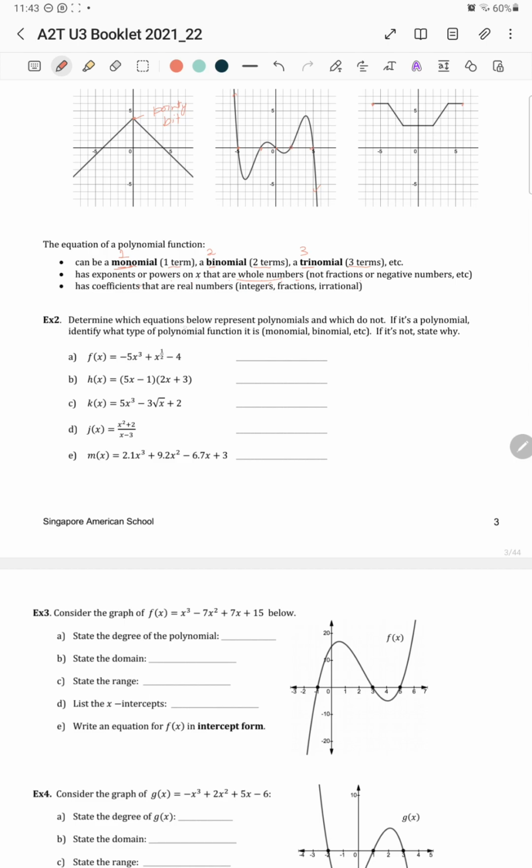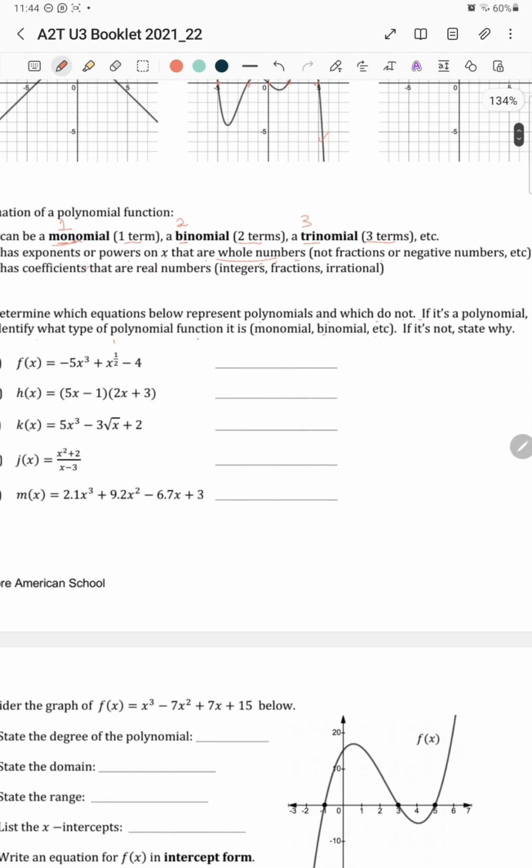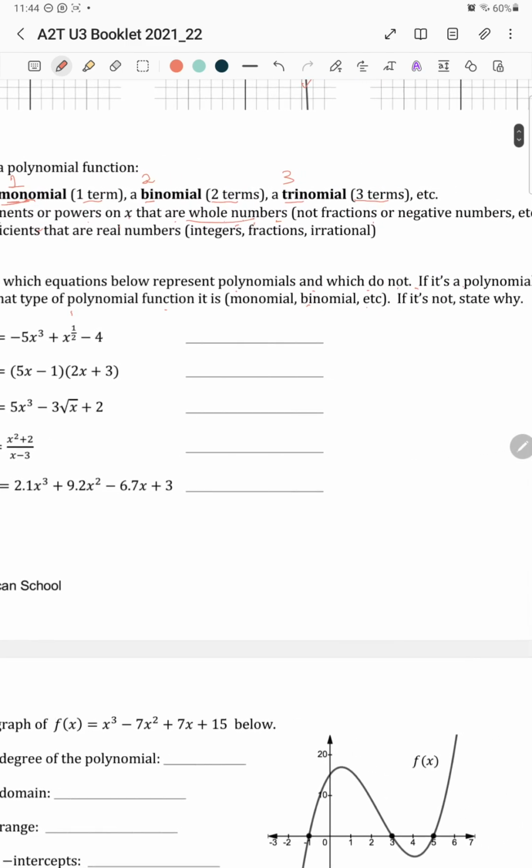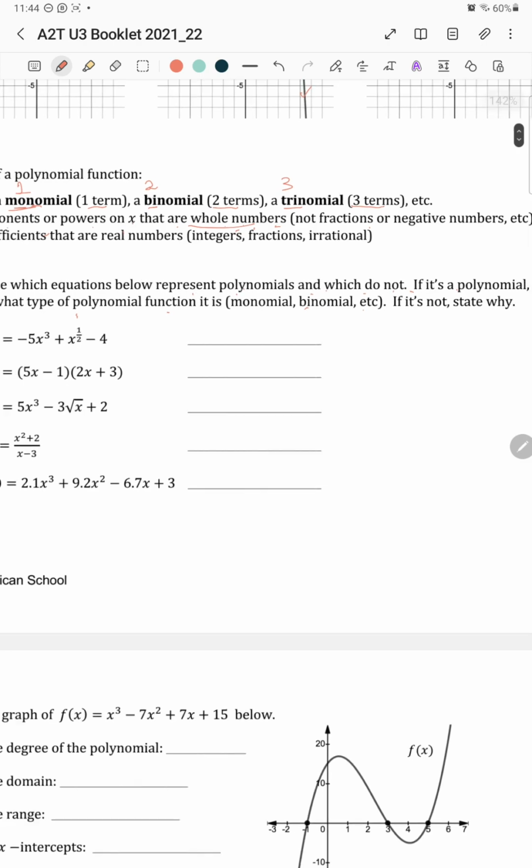So determine which equation below represents polynomials and which do not. If it's a polynomial, identify what type of polynomial function it is, monomial or binomial. If it is not, state why. So we have f of x. First of all, we need to determine if the equation below represents a polynomial or not.